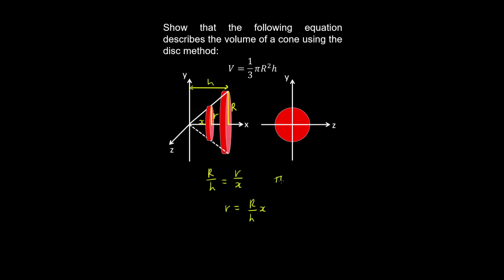So multiplying pi by the radius squared, so that'll be R squared on h squared multiplied by x squared, gives the area of this disk, which can be visualized in the YZ plane. And assigning a thickness dx to this disk gives the volume of the disk, and then we integrate from x equals 0 to x equals h, while taking the constants outside the integral. And this gives the volume of the cone, which you can show evaluates to this result.